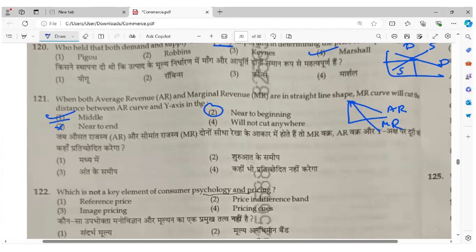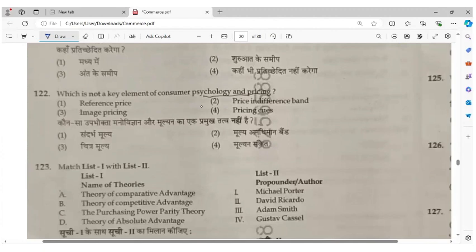Now the next question: which is not a key element of consumer psychology and pricing? So for consumer psychology and pricing, which is not? So preference pricing, yes, it is psychological, what they are preferring. According to that, the image of the pricing, and the price queue, and the price indifference band. So this is not a part of psychology pricing. So option number 2 is right over here.